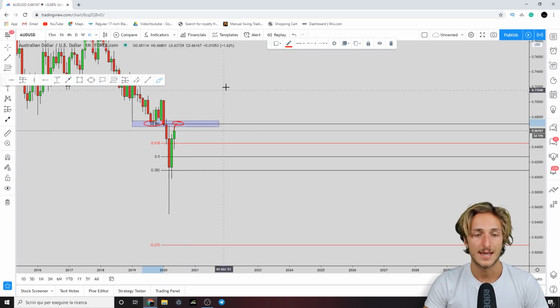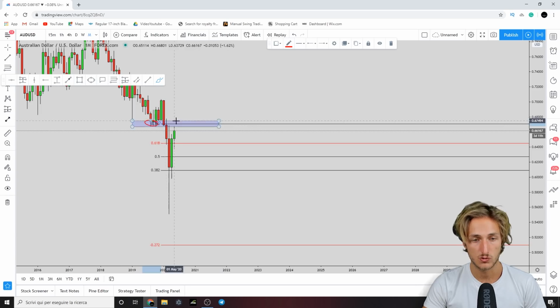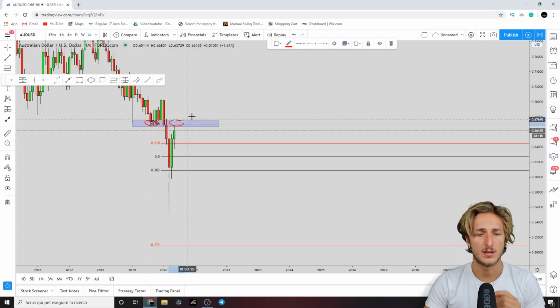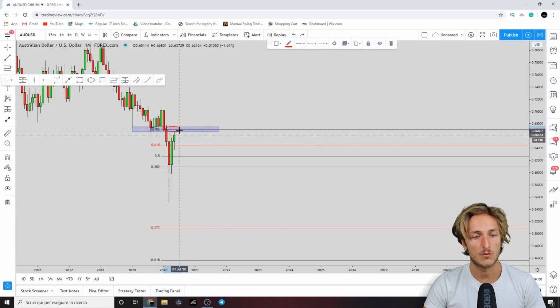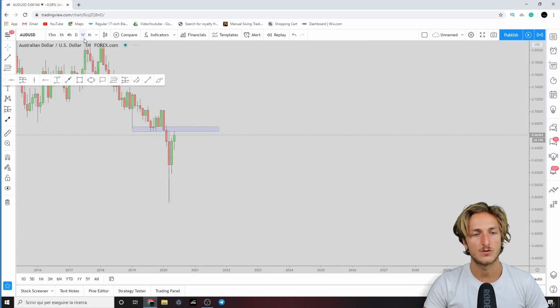Why? Because it's lining up perfectly with the structure, with the previous support, which is now turned resistance here from a monthly perspective. So on the monthly, everything indicating for a minor push to the upside, and then definitely to see a rejection to the downside from this confluence of resistance. Let's go down on the weekly time frame and see what kind of situation we have.